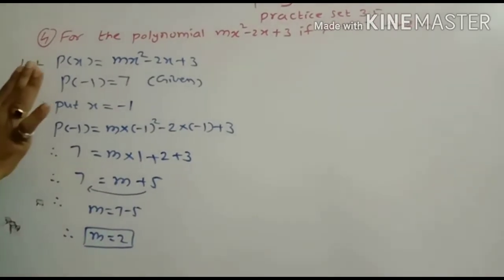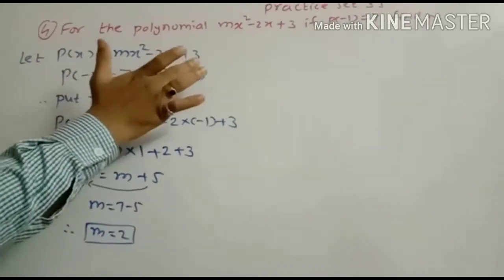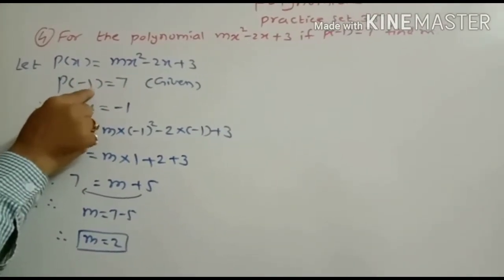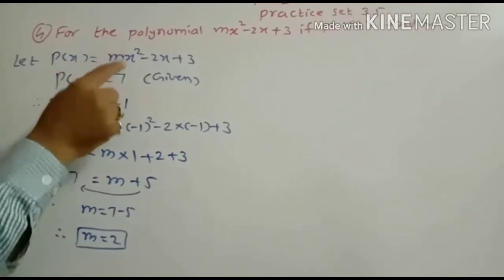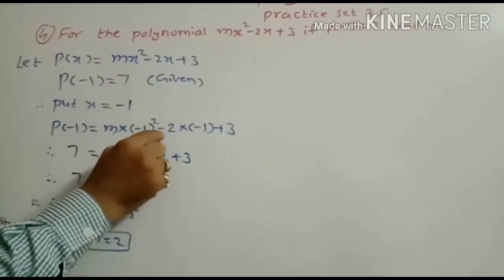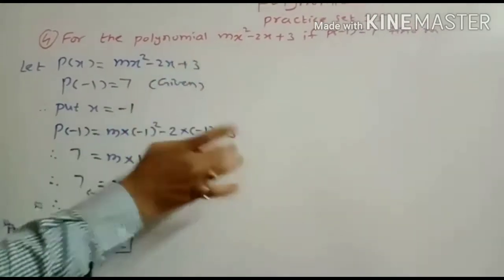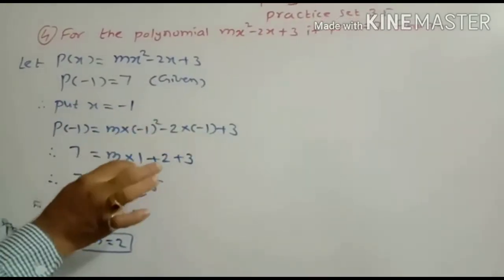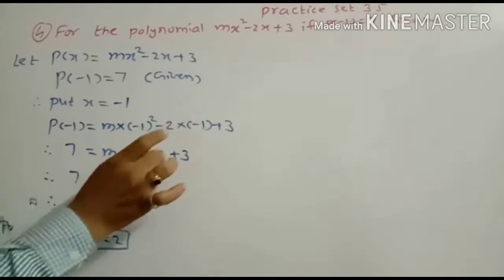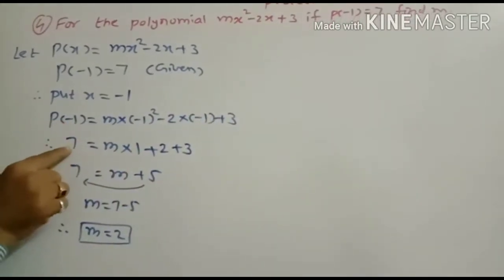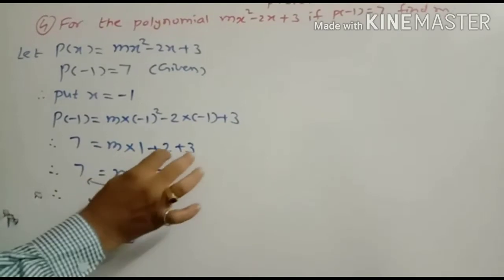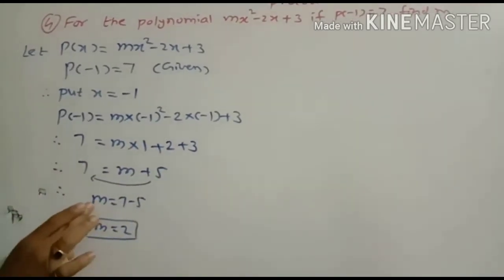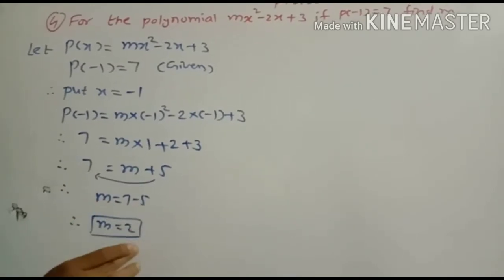P of x is equal to given mx square minus 2x plus 3. P of minus 1 is given 7. Therefore, instead of x we put minus 1. P of minus 1 is equal to m into minus 1 square plus minus 2 into x, that is minus 1 plus 3. P of minus 1 is equal to m into square of minus 1, that is plus 1. Minus minus gets plus. 2 ones are 2 plus 3. P of minus 1 is given 7, is equal to m ones are m plus 2 plus 3, 5. To find the value of m, plus 5 gets converted to minus, that is m is equal to 7 minus 5, that is 2.